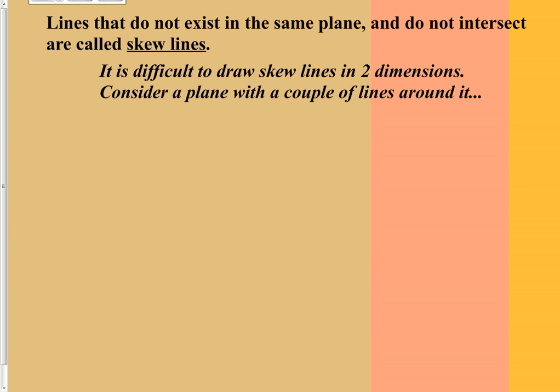Consider a plane with a couple of lines going on around it. Here's how we draw a plane, very much like a parallelogram, even though we know, as we said, planes do not really have this boundary running around it. We just draw it so we can see it. Now a couple of lines are going to interact with our plane.